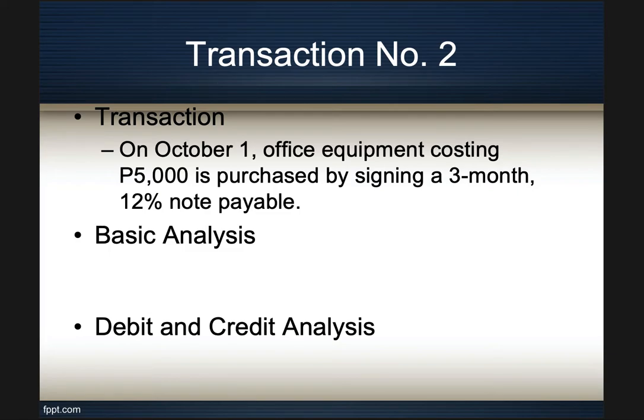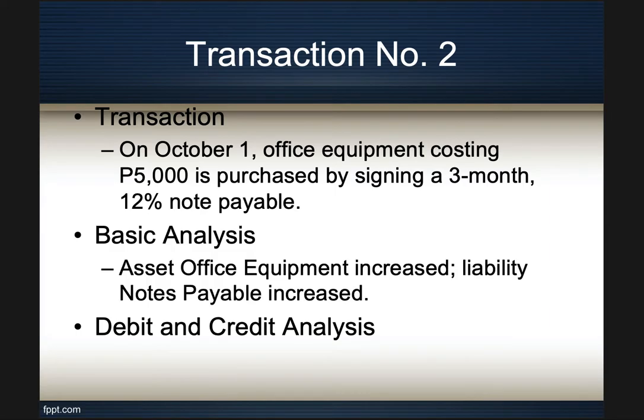Okay? So take note that office equipment is here. So you have your asset, office equipment. And what happened? Since you purchased, you increase your office equipment. But you did not pay it, but rather you signed a 3-month 12% notes payable. So that would mean you have a liability account, notes payable. So both of these accounts increased.